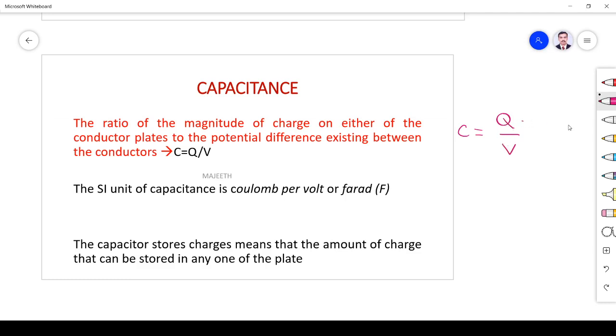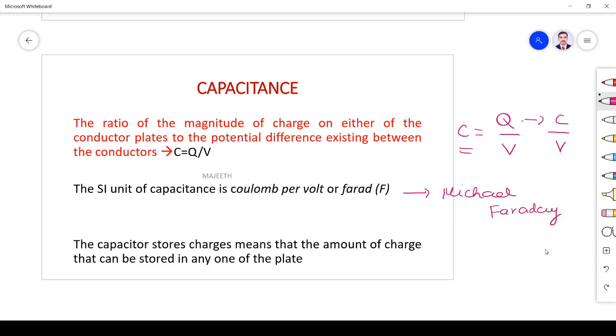So what is the unit of charge? The unit of charge is coulomb, and the unit of voltage is volt. So the unit of capacitance is coulomb per volt, and later it was changed into farad in memory of Michael Faraday. For his immense contribution, they changed the unit of capacitance into farad, in memory of Michael Faraday.